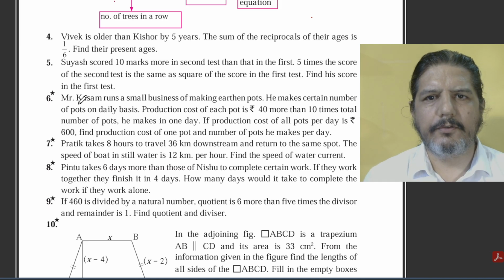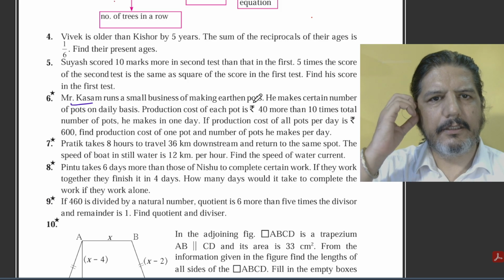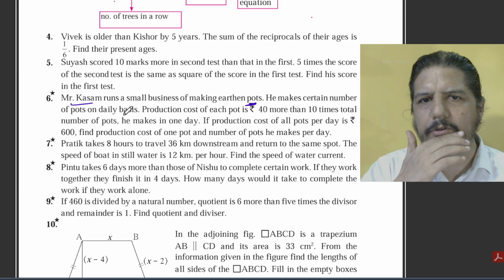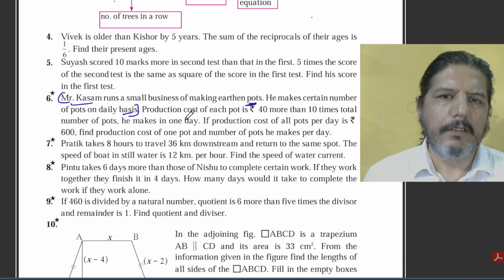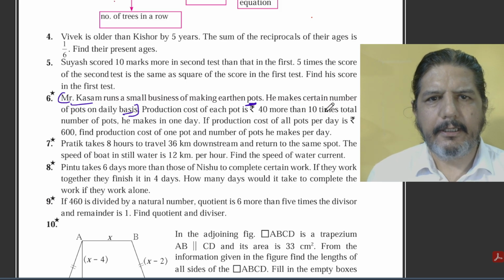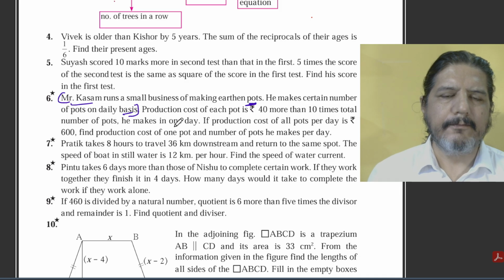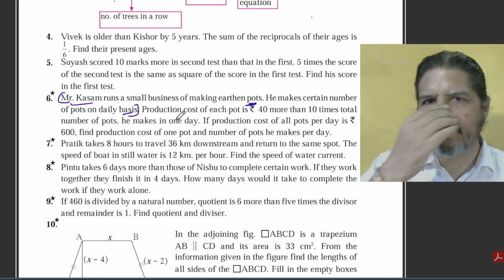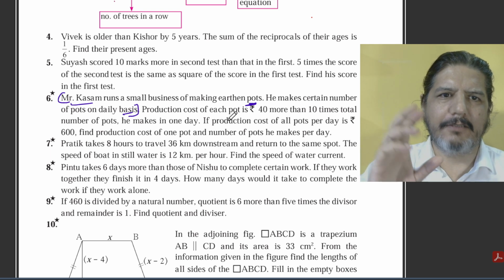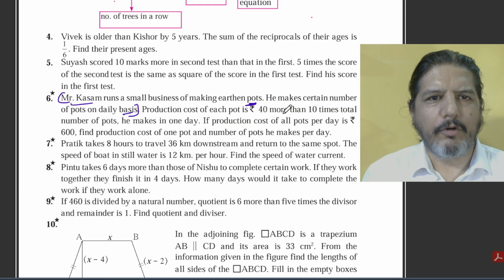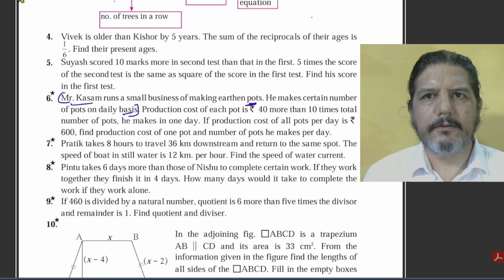Next question: Mr. Kasam runs a small business of making earthen pots. He makes a certain number of pots on a daily basis. Not much mathematical information here. Now the math starts from here. Production cost of each pot is rupees 40 more than 10 times the total number of pots he makes in one day. So this is a lot to digest. Let's go about understanding this step by step.